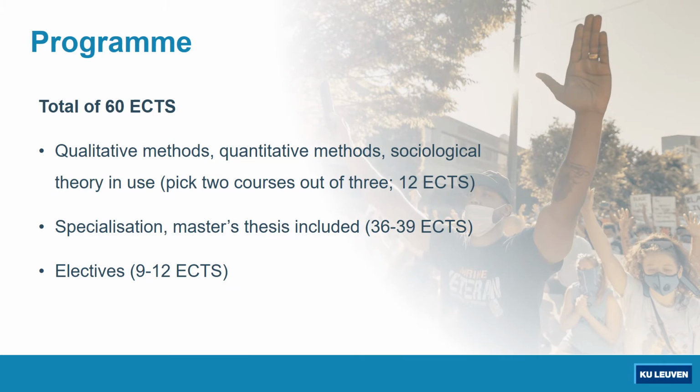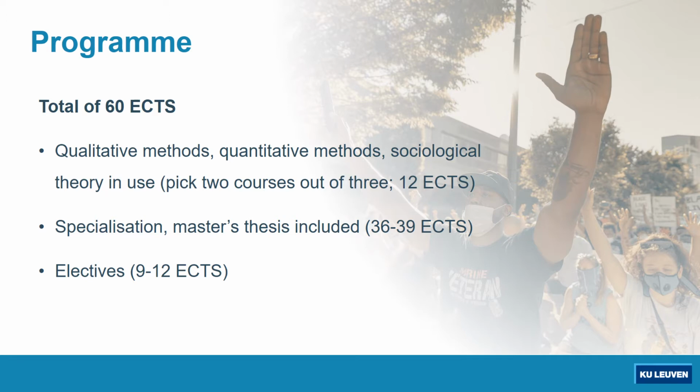The program consists of 60 credit points and 3 parts. First, there is a set of 3 courses that teach you research skills. You are expected to pick 2 out of these 3 courses, which are about qualitative methods, quantitative methods, and sociological theory in use. So you pick 2 out of 3, which means that if you don't want to, you are free to avoid the combination of qualitative and quantitative methods.